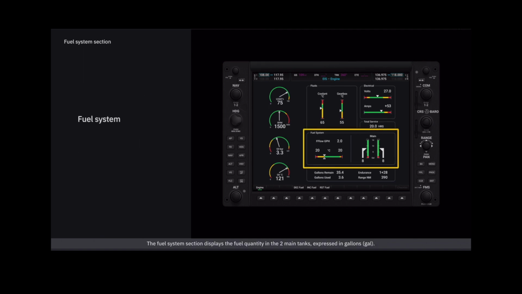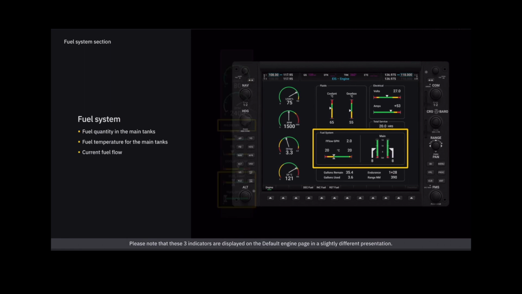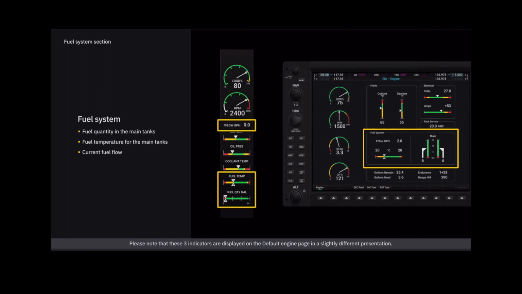The fuel system section displays the fuel quantity in the two main tanks, expressed in gallons. The fuel temperature in the main tanks is also displayed, and expressed in degrees Celsius. A numerical description of the current fuel flow is presented under this section, and expressed in gallons per hour. Please note that these three indicators are displayed on the default engine page in a slightly different presentation.